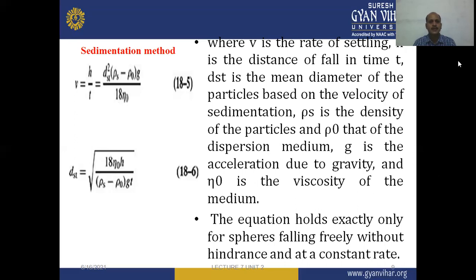And eta 0 is inversely proportional to V. Eta 0 is the viscosity of the dispersion medium. If the viscosity of the dispersion medium decreases, the velocity of sedimentation increases. And if the viscosity increases, then the velocity decreases, vice versa. So it is inversely proportional to the rate of settling. These are the different parameters explained by the Stokes law, which affect the rate of sedimentation or velocity of sedimentation.